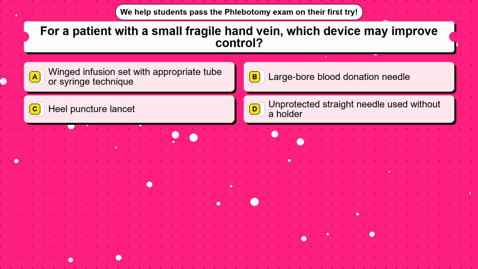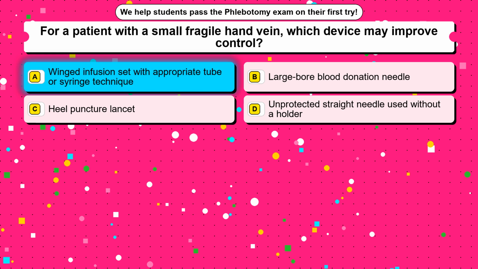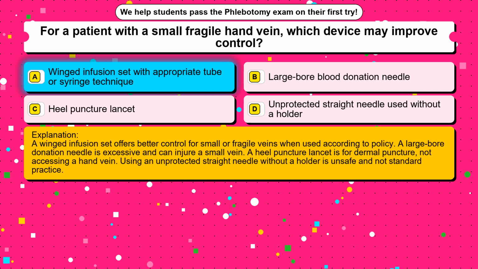The correct answer is option A, winged infusion set with appropriate tube or syringe technique. A winged infusion set offers better control for small or fragile veins when used according to policy. A large bore donation needle is excessive and can injure a small vein. A heel puncture lancet is for dermal puncture, not accessing a hand vein. Using an unprotected straight needle without a holder is unsafe and not standard practice.